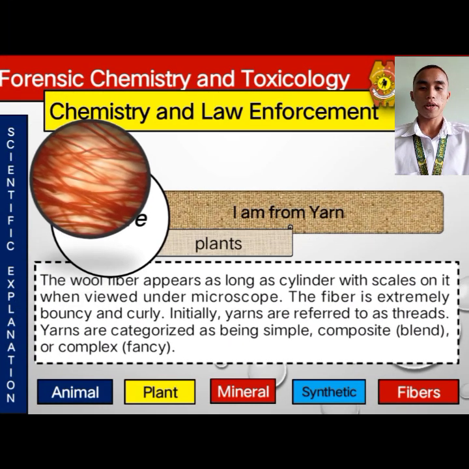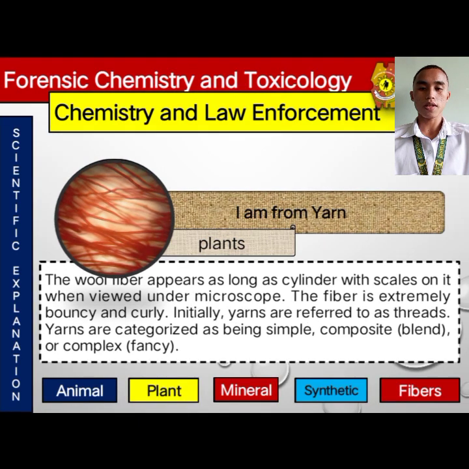The wool fiber appears as a long cylinder with scales on it when viewed under the microscope. The fiber is extremely bouncy and curly initially. Yarns are referred to as threads. Yarns are categorized as simple, composite or blend, or complex or fancy.